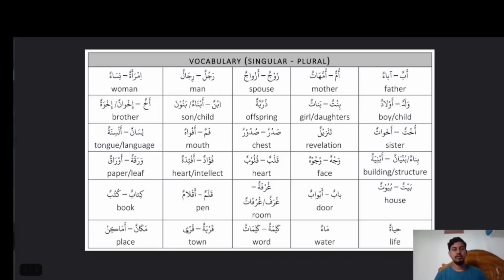The last looks like iya. It is called alif maksura, but it will be pronounced like an alif, elongated. Wariyatun, puro, sound. Makanun, amakinu, place.